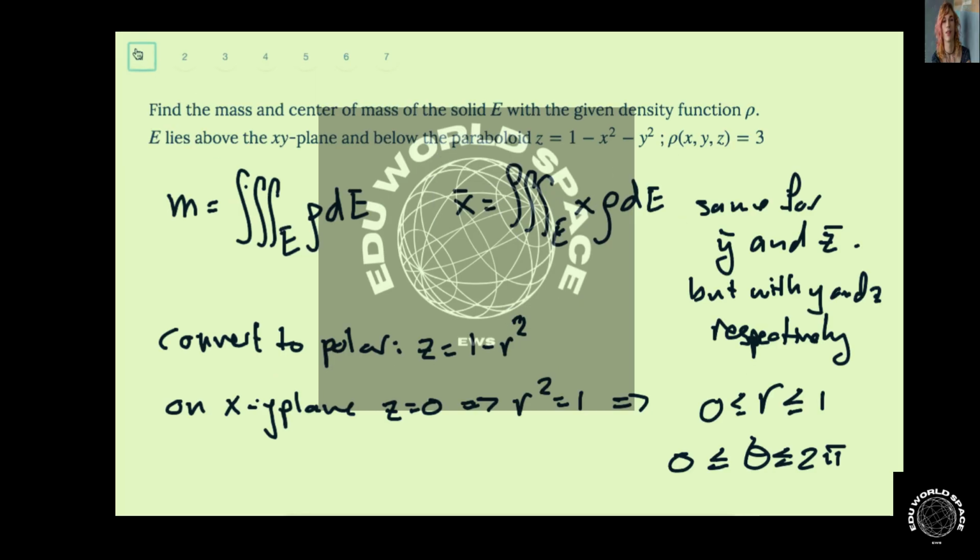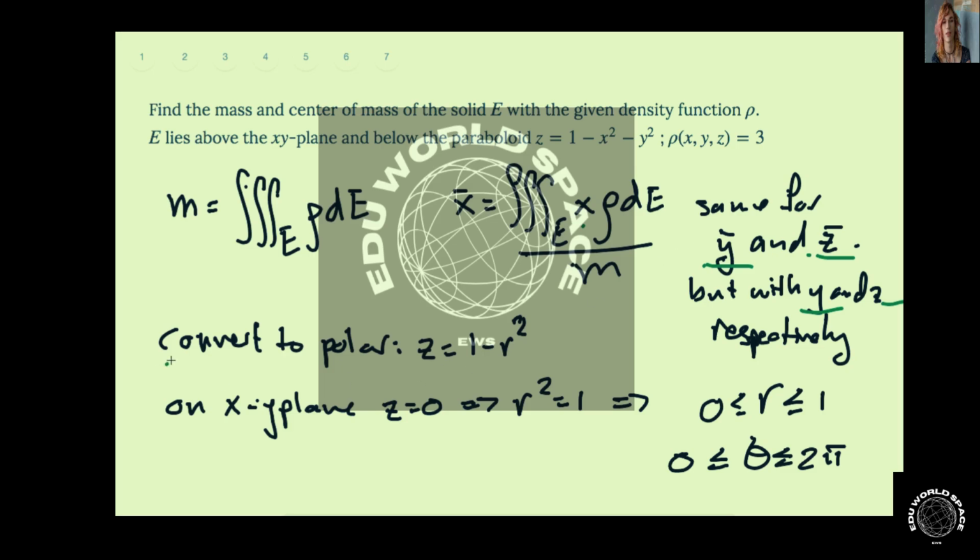All right, so it's quite a lengthy problem, but let's get through it together. So we've got our mass defined like this. We have each component of the center of mass, actually it's divided by m, defined as a triple integral of x times the density function over m. It's the same for y and z, but instead of x, we're going to have y and z, obviously.